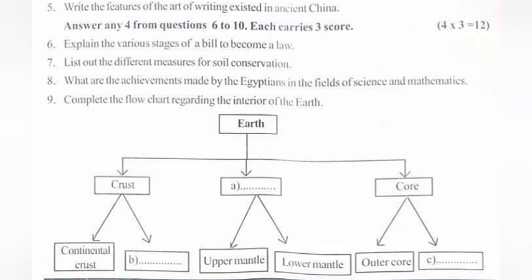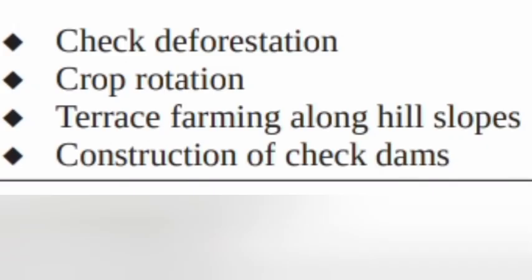7. List out the different measures for soil conservation. Answer. Check deforestation, crop rotation, terrace farming along hill slopes, construction of check dams.